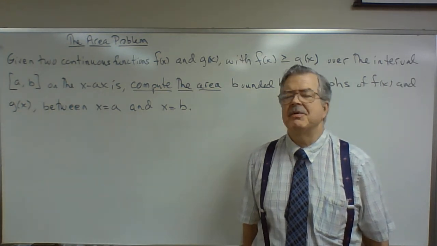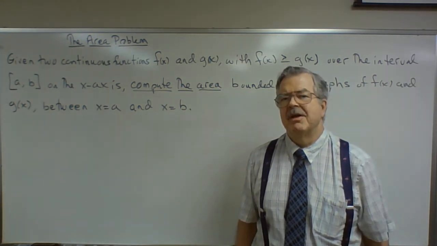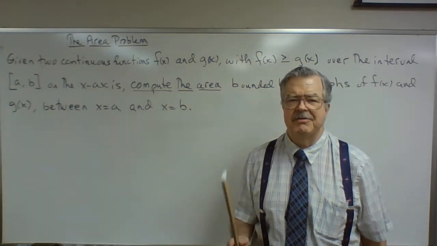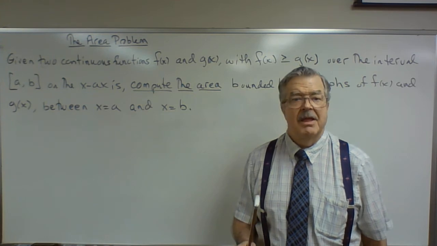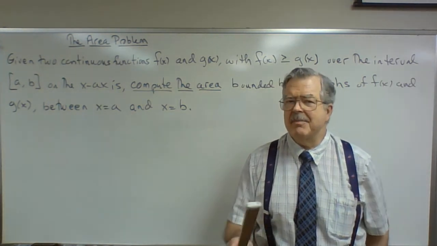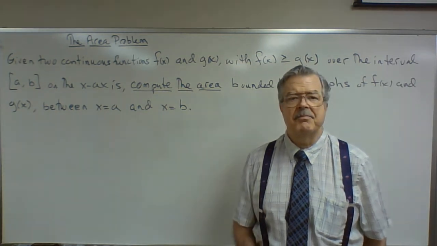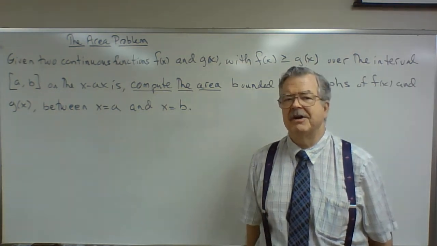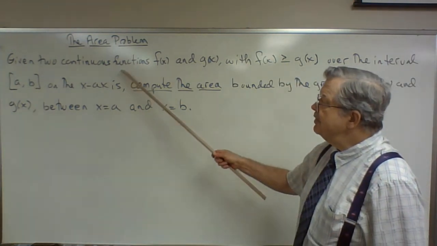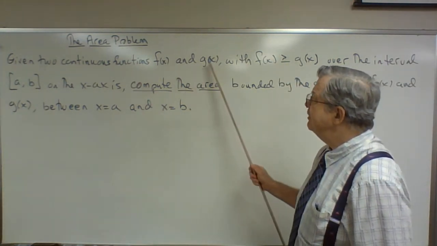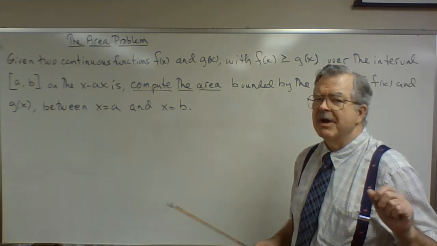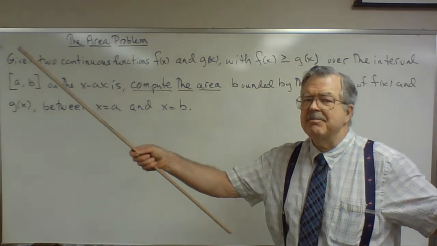Quotients of continuous functions are continuous at those points that don't cause division by 0. So if we have the quotient of 2 continuous functions and the denominator is never 0, then that's a continuous function also. So we have 2 continuous functions, f of x and g of x. Their graphs have no breaks, no interruptions, just one long connected piece of spaghetti.